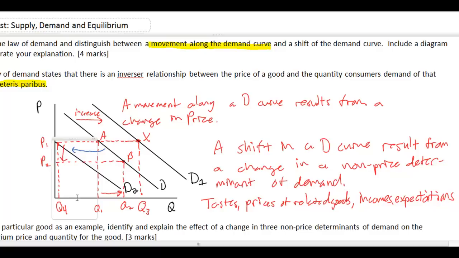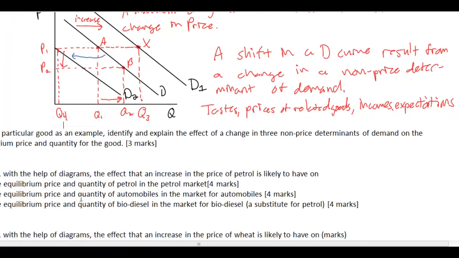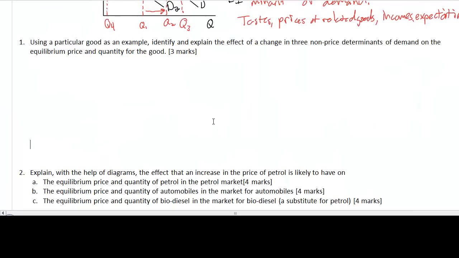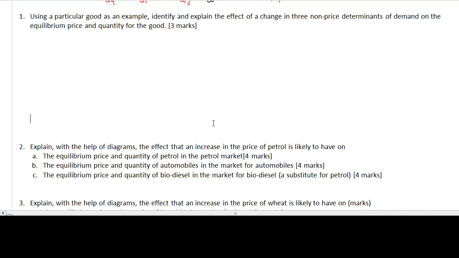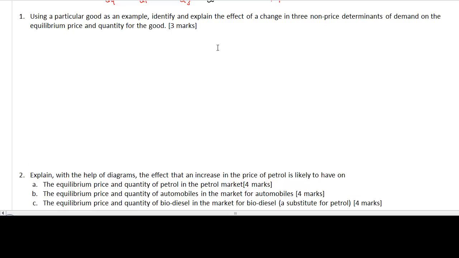Okay, let's now move on to the next question on this test. The second question said, using a particular good as an example, identify and explain the effect of a change in three non-price determinants of demand on the equilibrium price and the quantity for the good. So this question asks us to consider not just the effect on the demand for a particular good, but actually on the equilibrium price and quantity.